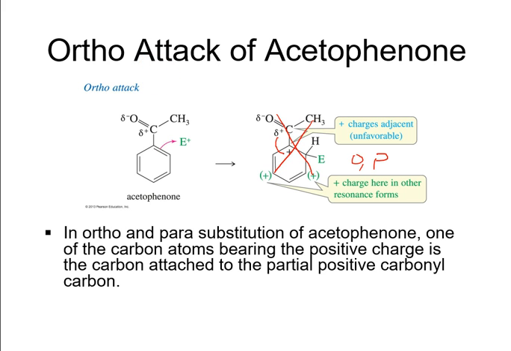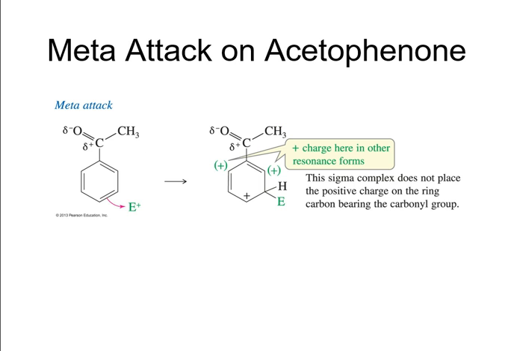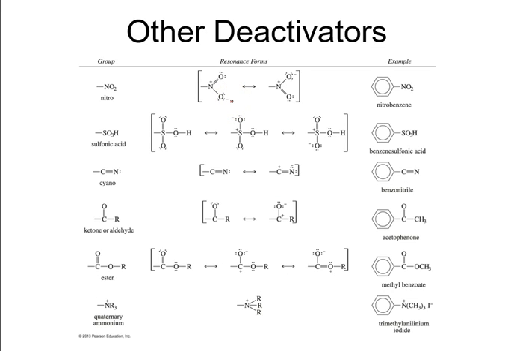Okay, the ortho and para substitution of acetophenone, when the carbon atom bearing the positive charge is the carbon attached to the positively charged carbonyl carbon. Since like charges repel, this close proximity of the two positive charges is especially unstable. All right, so you're going to want to do a meta attack. So this shows you the meta position. Notice your positives are here, here, and here. You do not have a plus charge here, which is where you do not want it.